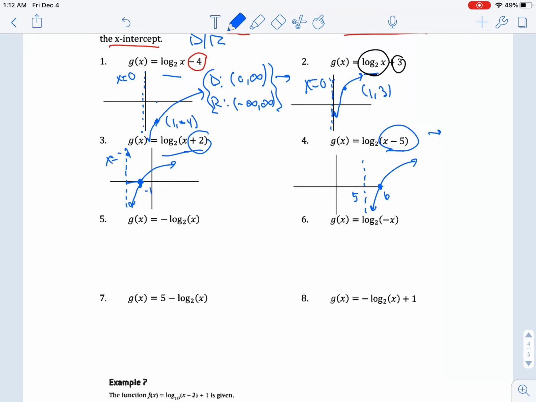For the next one, though, the domain changes, doesn't it? Because the x values go down to negative 2, but not including it. So the domain is negative 2 to infinity. And then the range is negative infinity to infinity. And then over here, this time the domain doesn't start until 5, so 5 to infinity, range negative infinity to infinity. I'm going to stop here for this video, and we're going to finish up the last few problems on the last page.